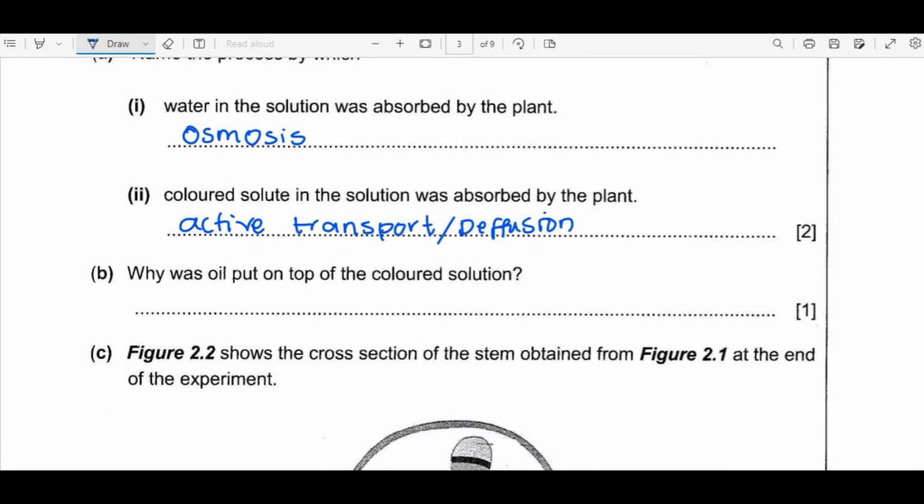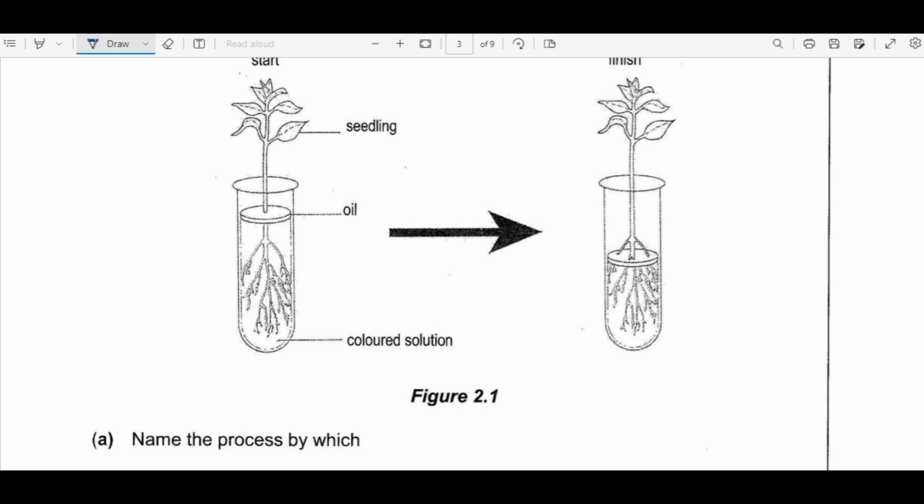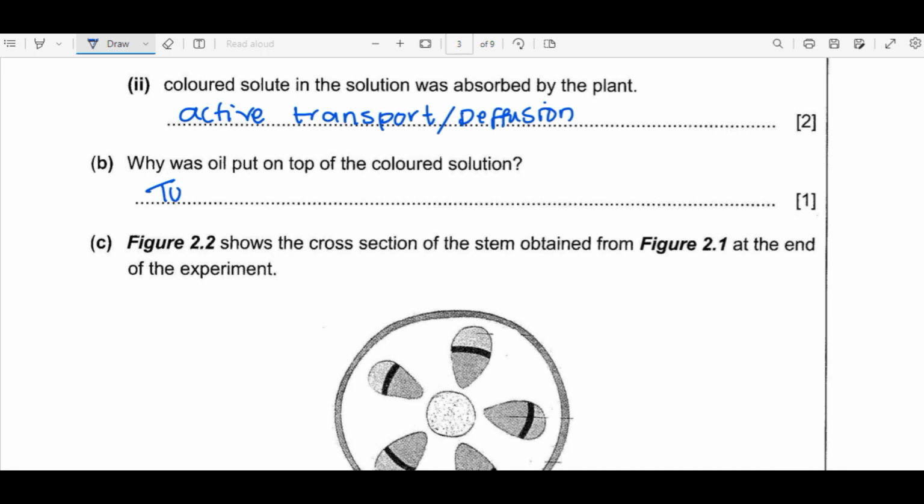Why was oil put on top of the colored solution? The investigation was that we only want the water molecules to pass through the plant to the leaves. So the reason why oil was put on top was to prevent evaporation of water.